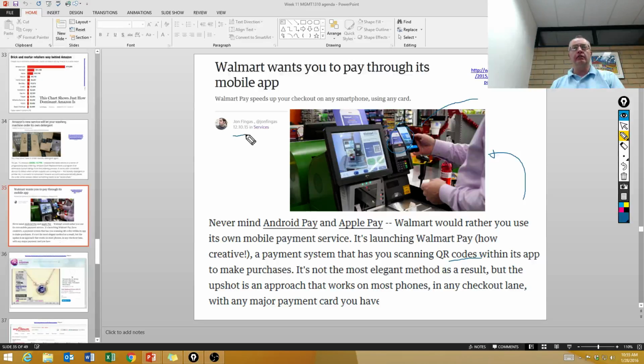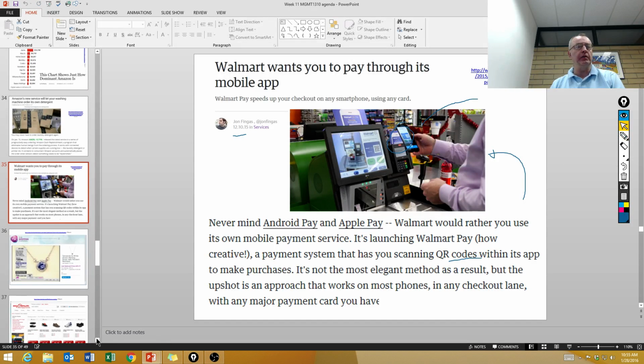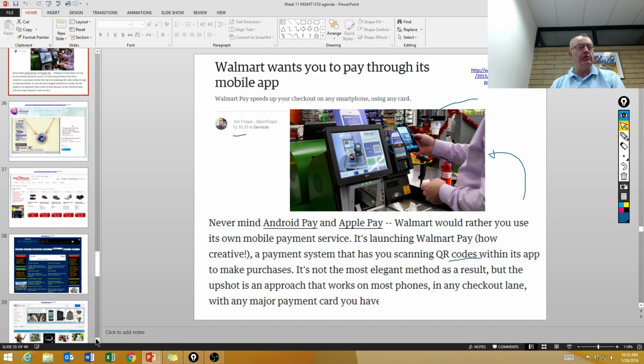I haven't seen it or used it myself, but I have a feeling this is the way the world is moving. And then I have another example of these shopping through QR codes. I have two more examples. Let me just find it here.